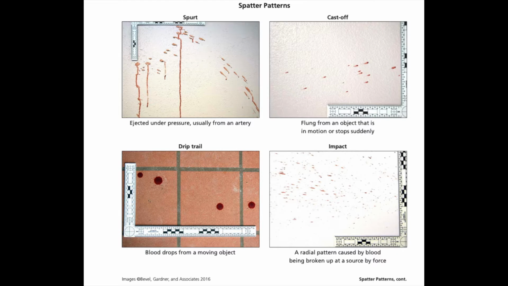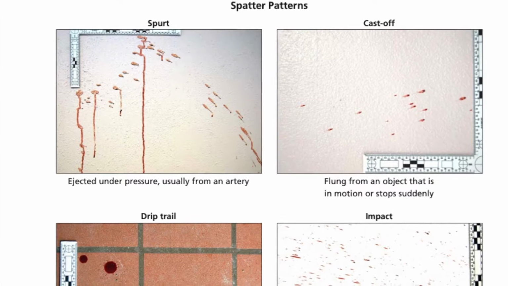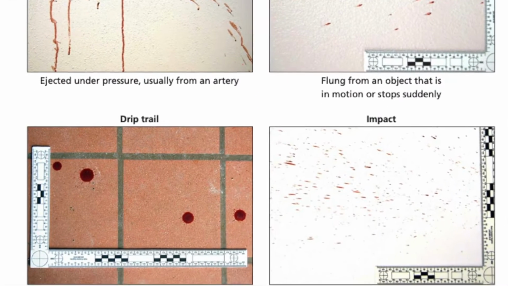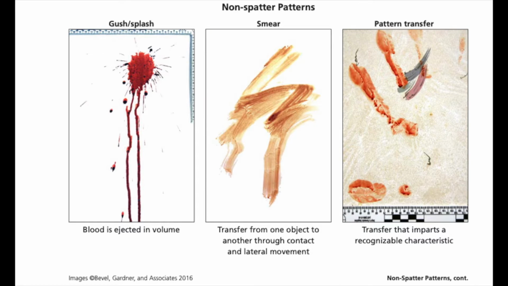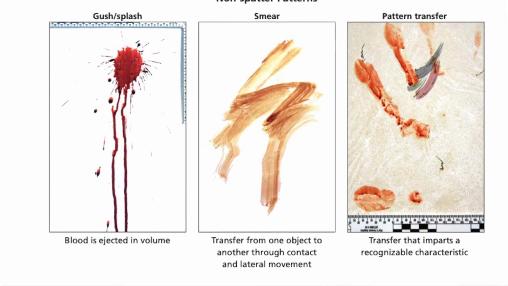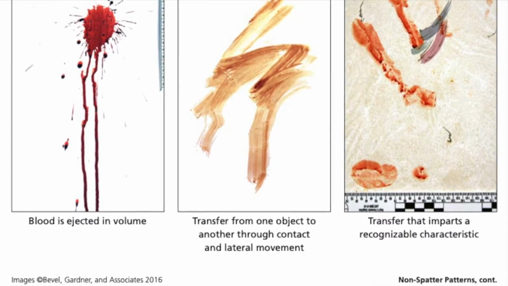Blood patterns are generally classified into two categories. The first are spatter patterns, which are made when blood flies through the air and hits a surface. Take a closer look. Now the second patterns are called non-spatter, which means they are made without blood flying through the air. Instead, the pattern is made by other forces, objects, or transfers. Take a look.